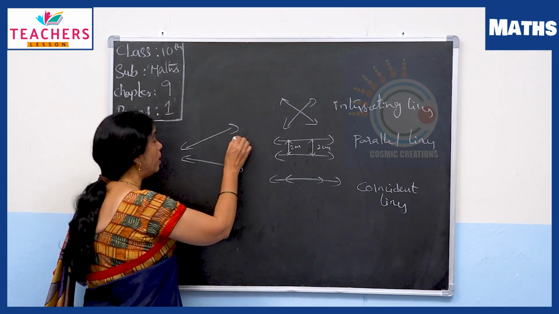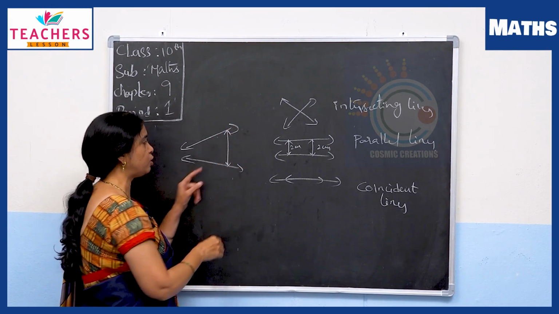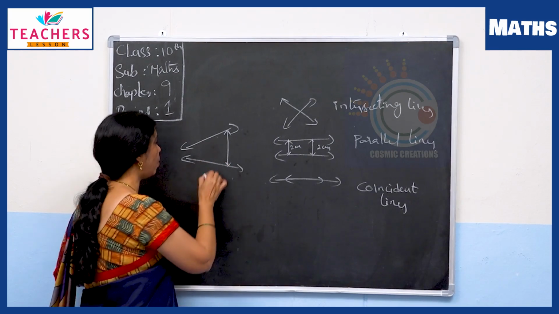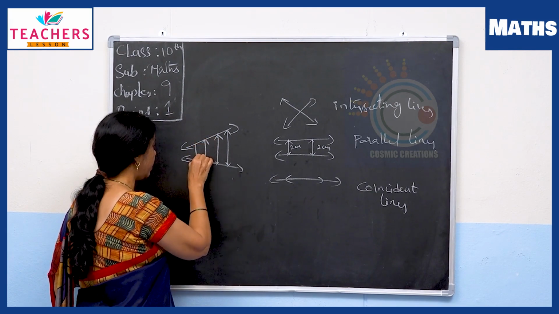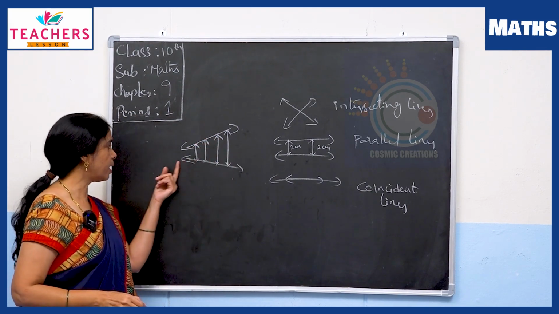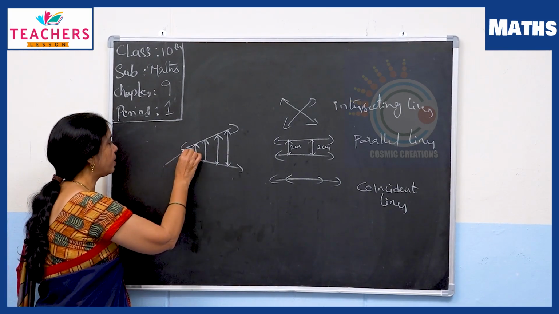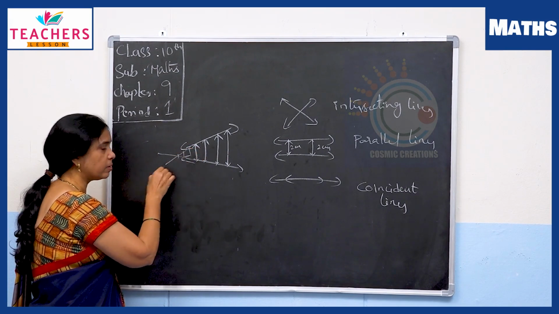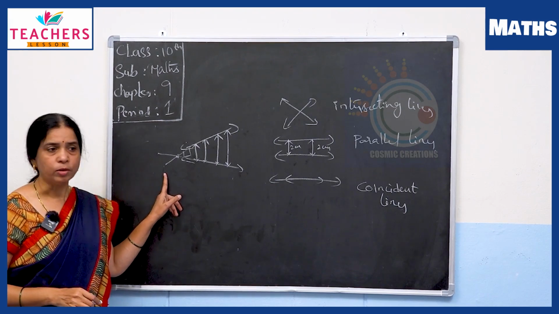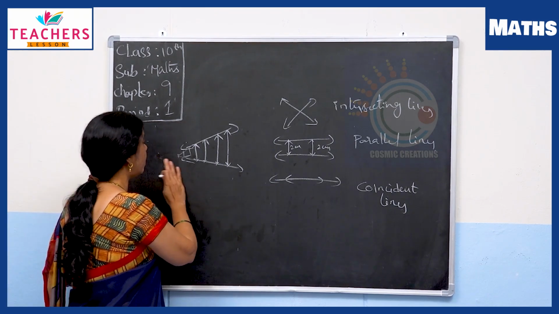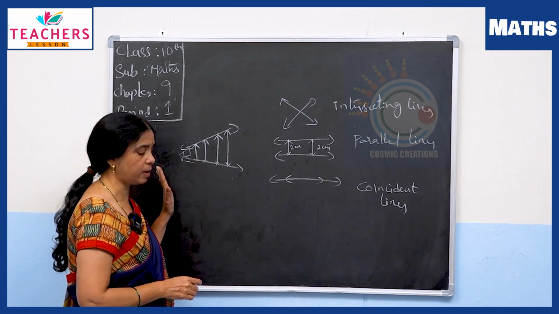Why? Here is the distance between these two lines. Here it is more, and as you come here, the distance is decreasing. Somewhere these lines may be intersecting. So, these are called not parallel lines. These are intersecting lines only. Got it?